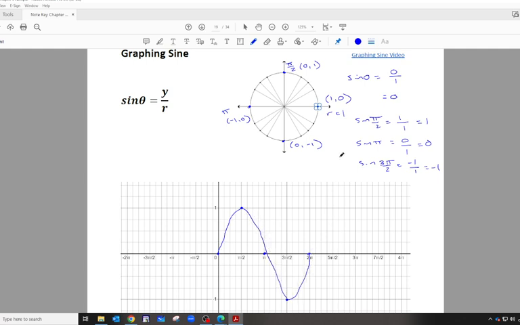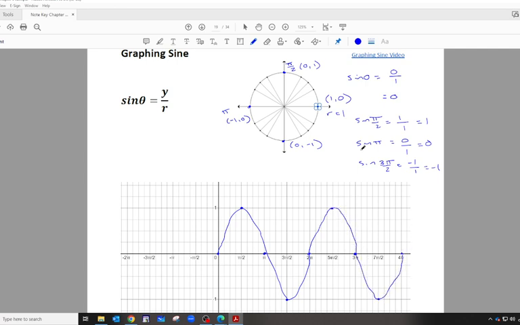Now, if we wanted to keep going, we would just go back up to here. So we'd have 2 pi plus another pi by 2, which is 5 pi by 2, and we go back up to 1. And then we go to 2 pi plus pi, which is going to take us to 3 pi, where we're back at 0. And then we're going to go to -1, and then we're going to go back up to 0. So the cycle continues because we keep going round and round the circle.